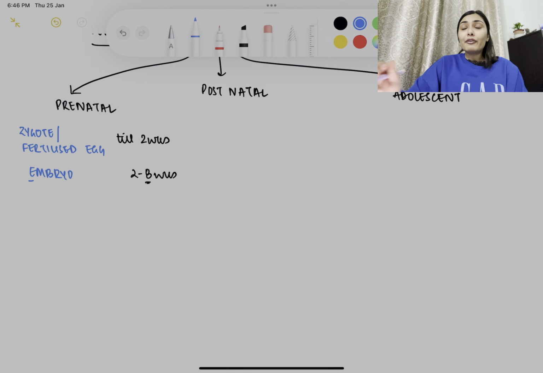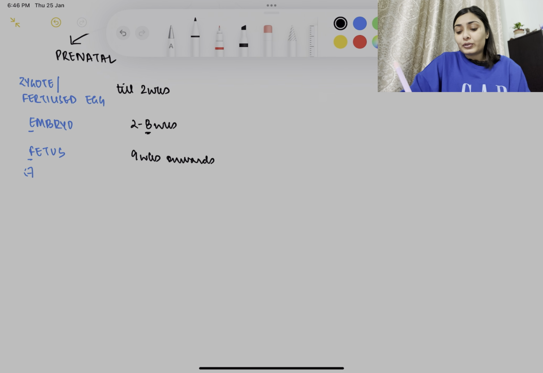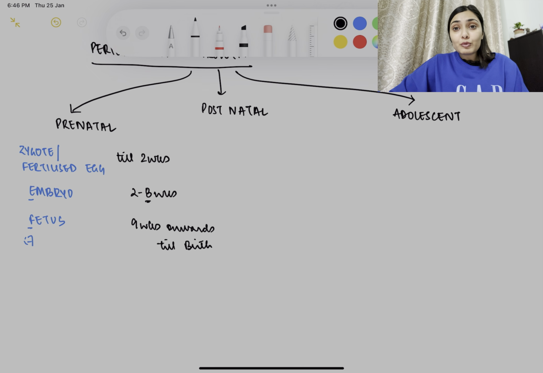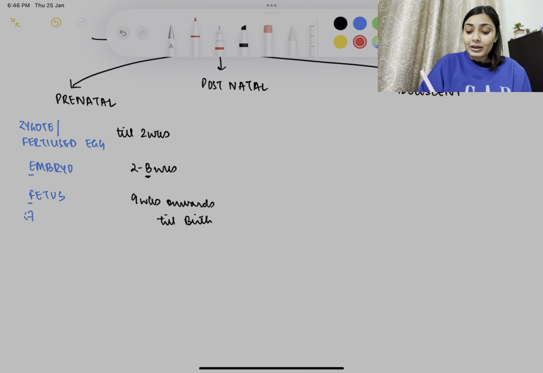Then we have something which is known as a fetus. F for fetus. If you reverse this F, it becomes similar to 9, right? So fetus is 9 weeks onwards till birth, right? Now before going to the postnatal phase, I want to discuss a term that is known as perinatal period. This is a period that includes both prenatal phase as well as postnatal phase. That's why I want to discuss it here.